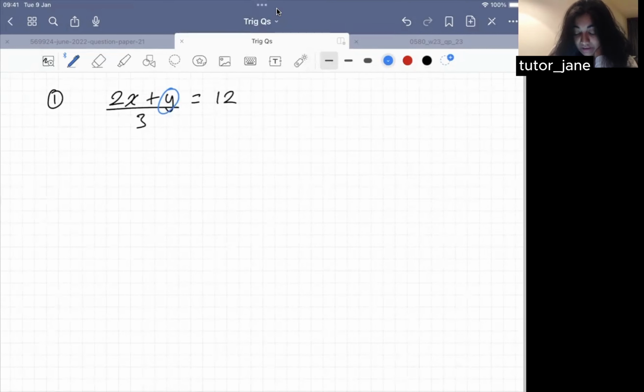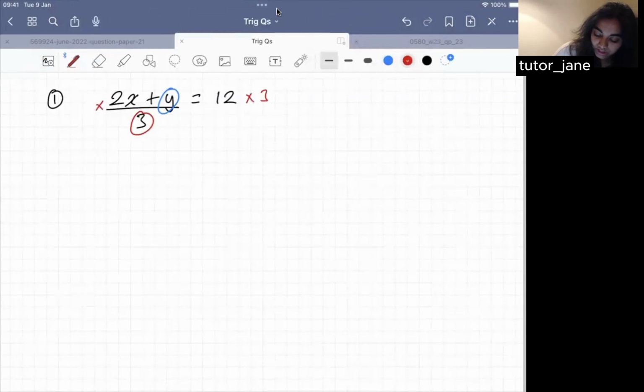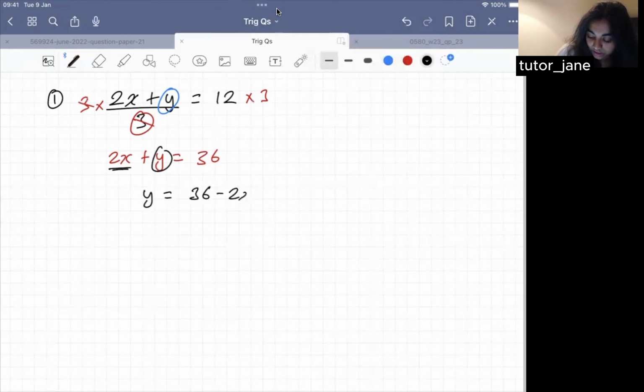So to get the y by itself, we need to get rid of everything around it. The easiest thing to do is to get rid of this 3 here. We're going to do that by multiplying both sides by 3. So these cancel out, and we're left with 2x plus y equals 36. Then to get the y on its own, we're going to get rid of the 2x by taking away 2x from both sides. So we get y equals 36 minus 2x.